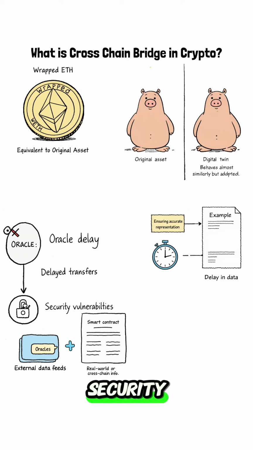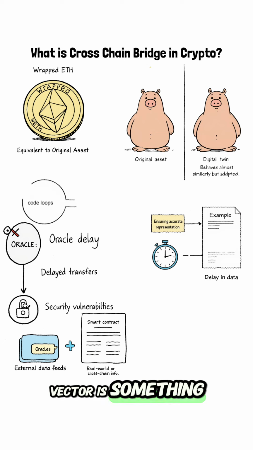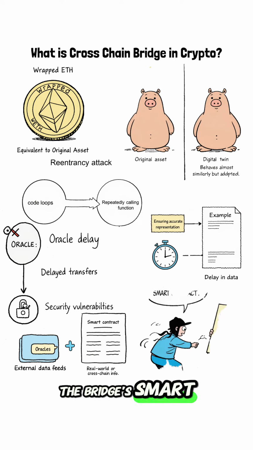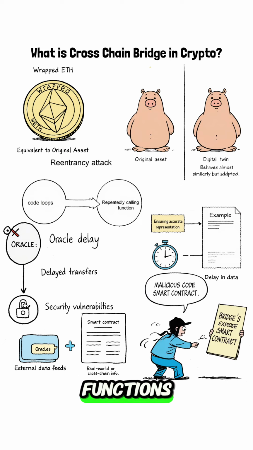And speaking of security, bridges are usually a hotspot for hackers because they handle massive amounts of money. A common attack vector is something called a reentrancy attack, where malicious code tries to exploit the bridge's smart contracts by repeatedly calling functions before the previous ones are fully executed.